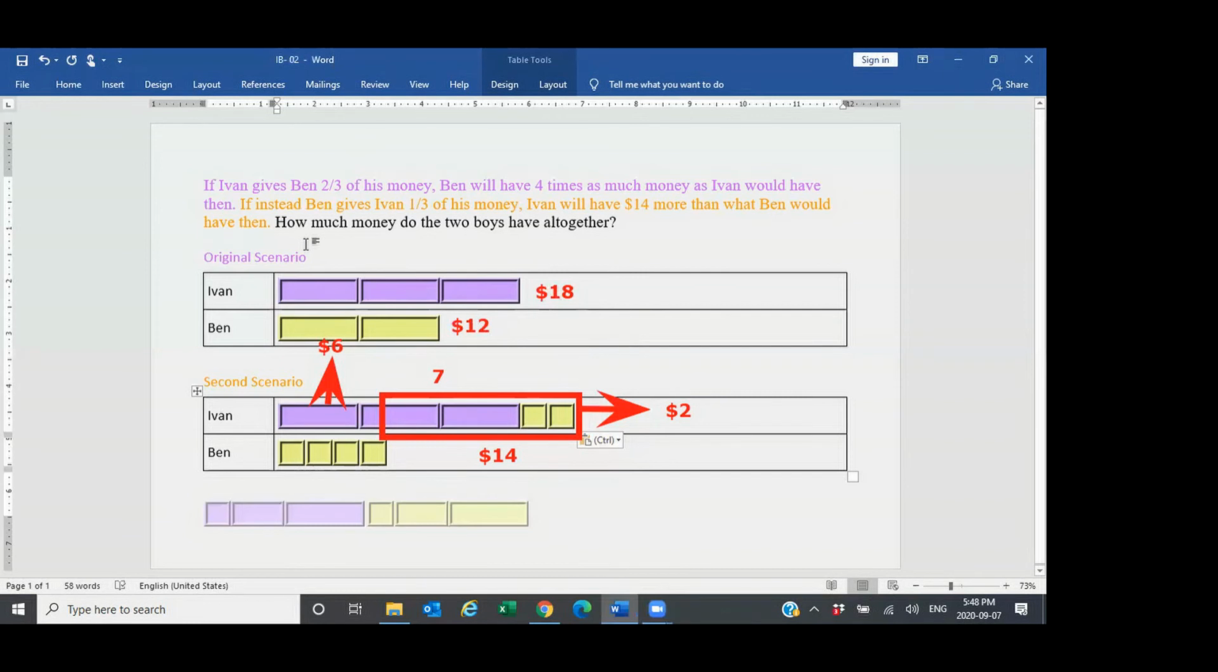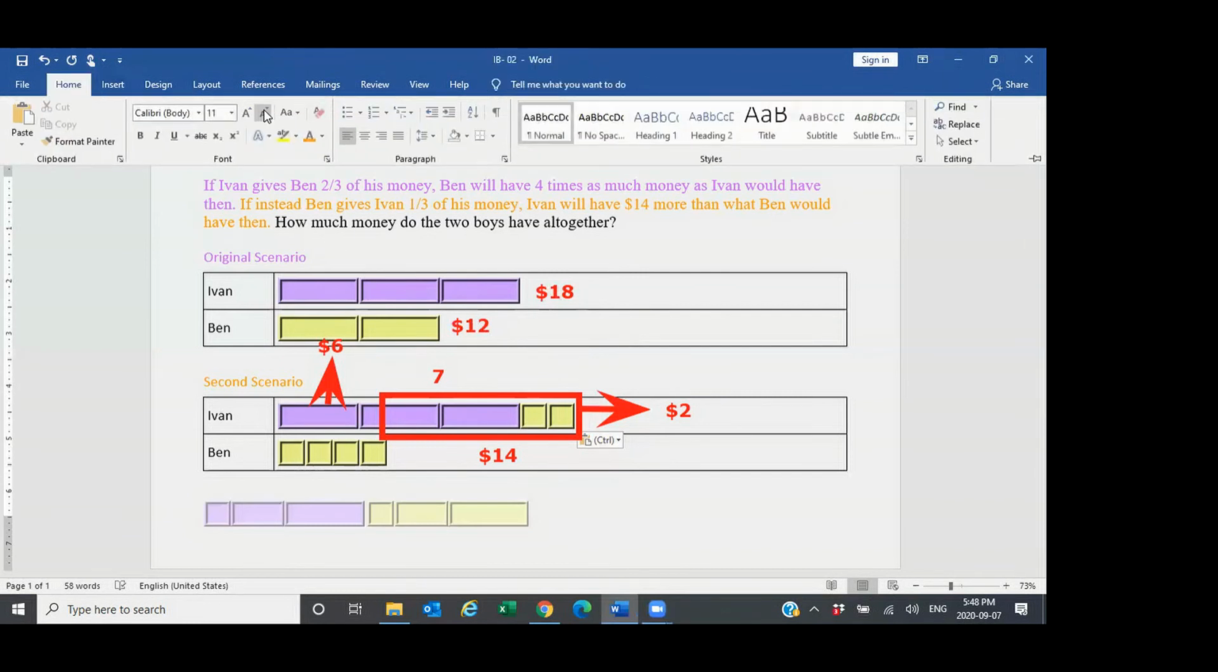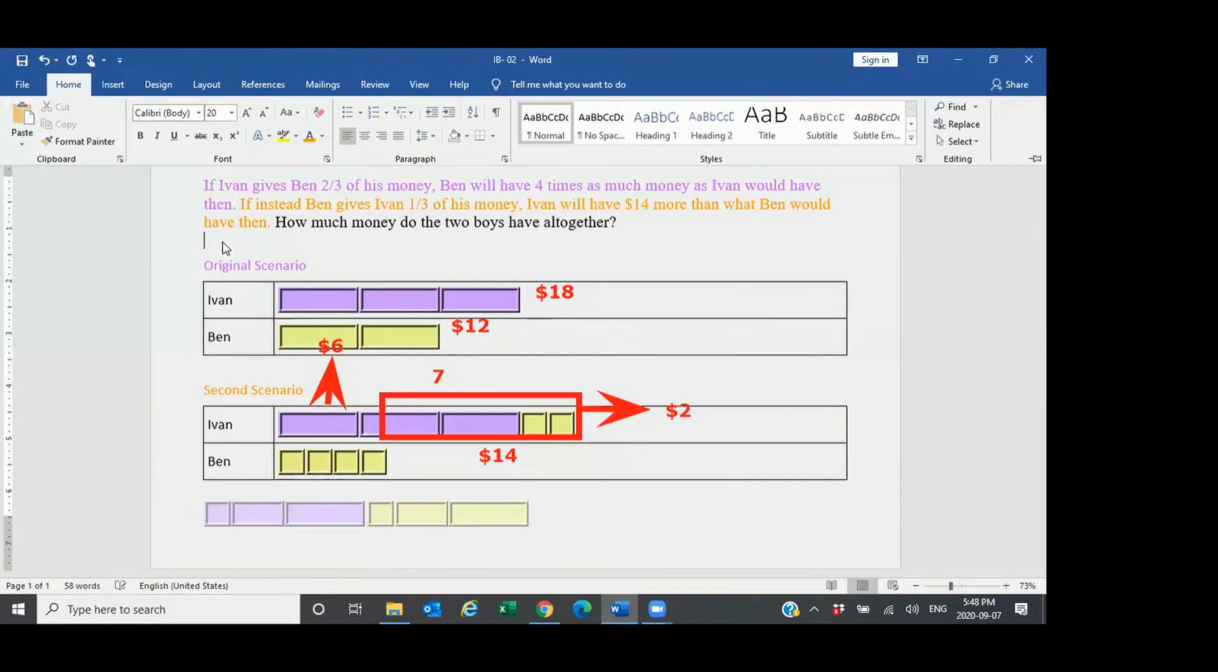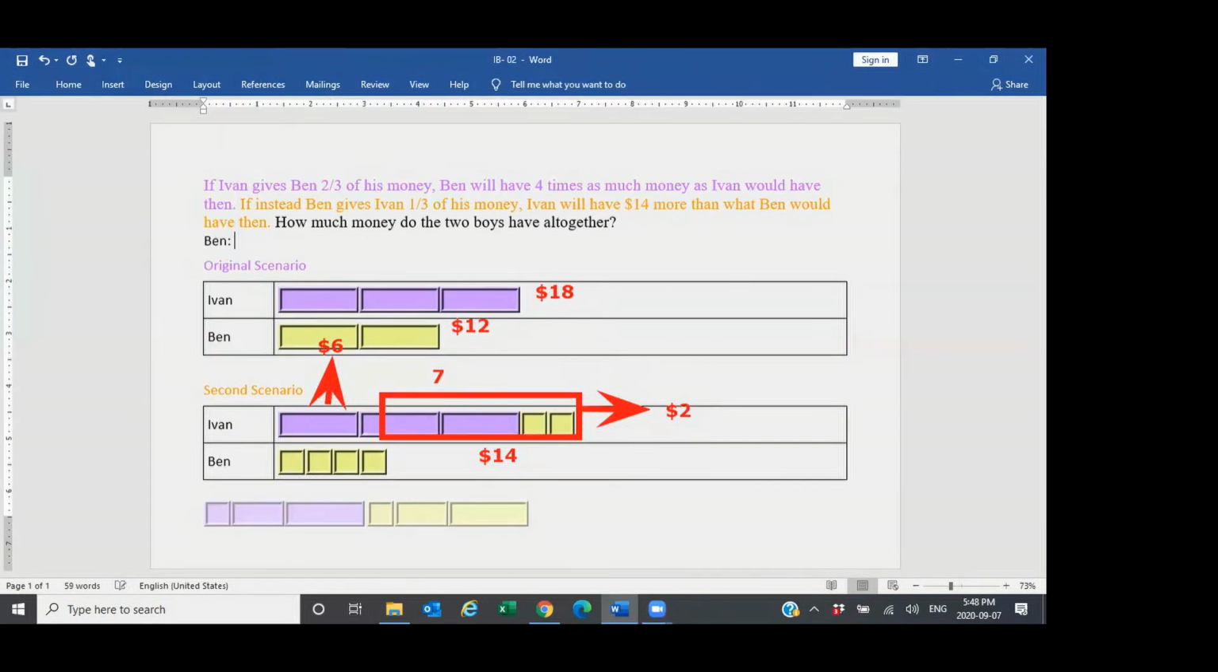All right. So we actually have to write that down, so we don't forget it, because that is our actual answer. Ben, he had $12. And then I'll do an and. Ivan, and he has $18. All right. Just write here answer. I probably should have done another space. The answer is $30.